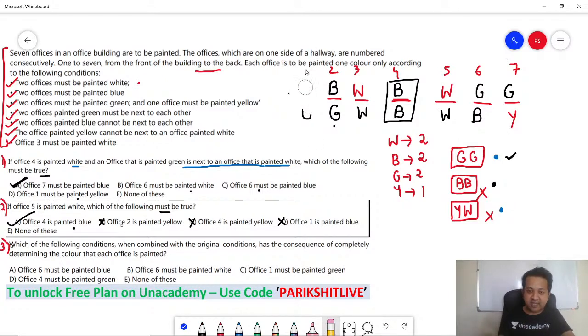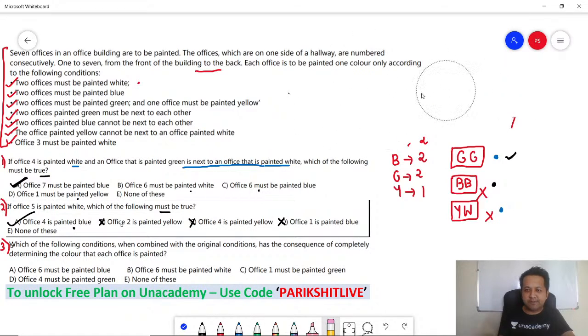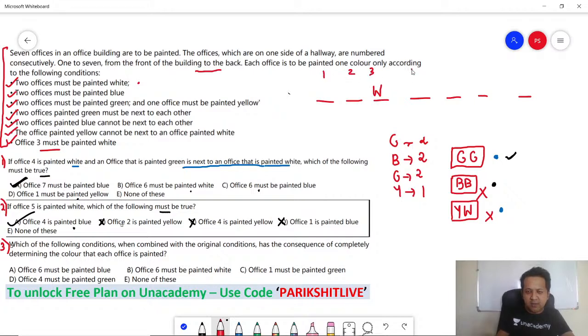Very, very interesting question. Let's look at number 3. Okay, number 3. Let's go back again. 1, 2, 3, 4, 5, 6, 7. The last line told me office 3 is painted white. So this is something that is given to you. So office 1, 2, 3, 4, 5, 6 and 7. Correct? Let's start with number 3.